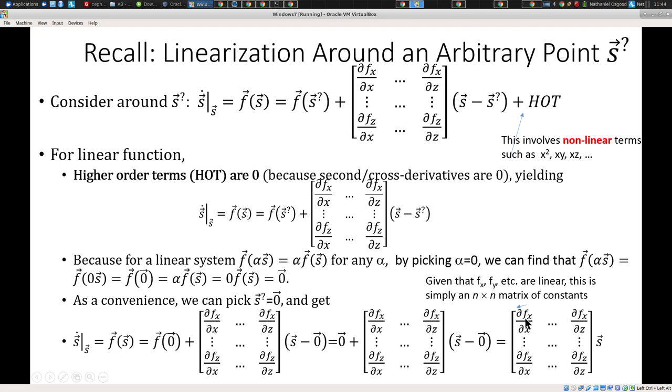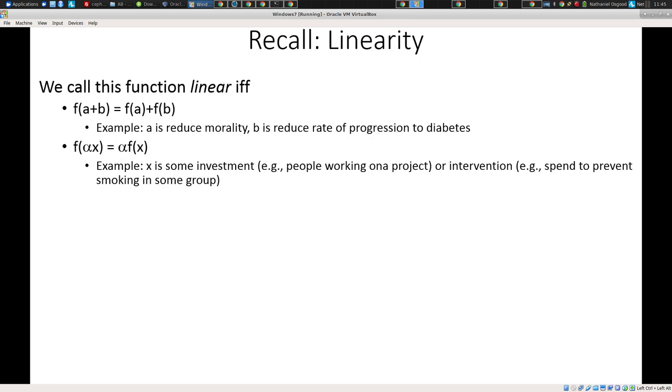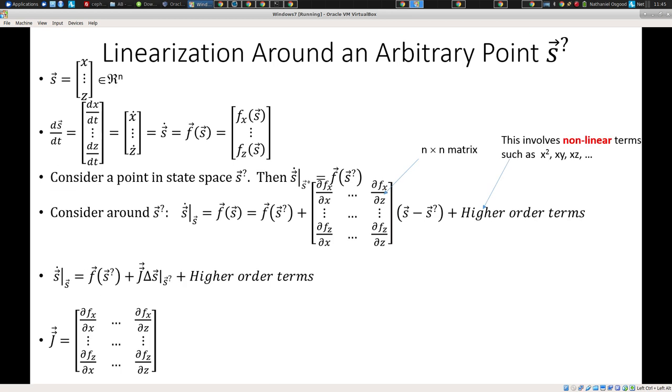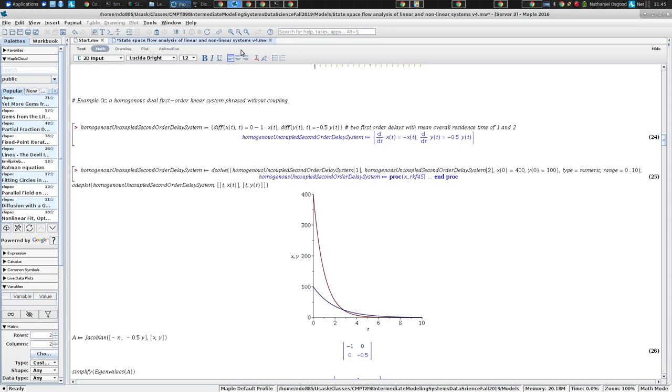So partial f sub x is just the part of the function of the state that dictates the rate of change of variable x, the rate of change of the x component of s. Remember, I had it back here. So f sub x of s all relates to this equation, minus 1 times x of t. And we're taking its partial derivative with respect to x and with respect to y, and we get minus 1 and 0.